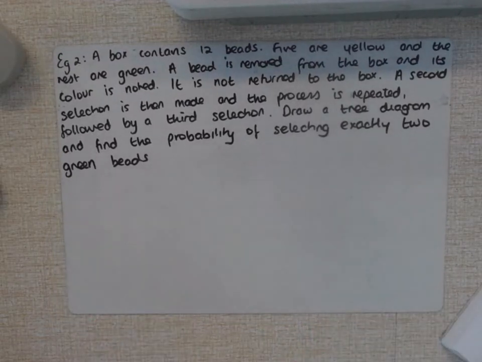A box contains 12 beads, 5 are yellow, the rest are green. A bead is removed, they look at it, they note the colour, and it's not returned to the box. A second selection is then made, and then a third. Draw a tree diagram and find the probability of selecting exactly 2 green beads.